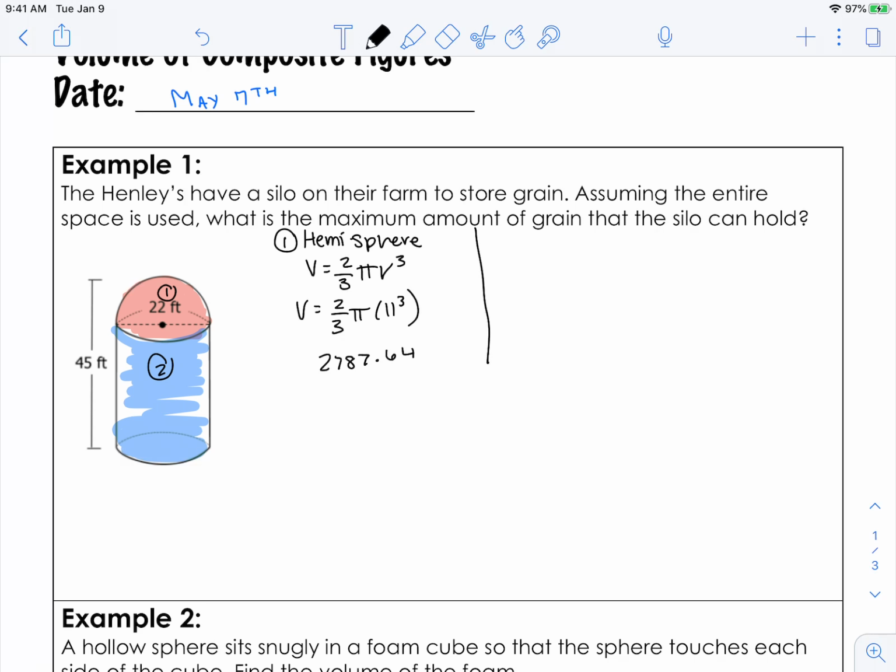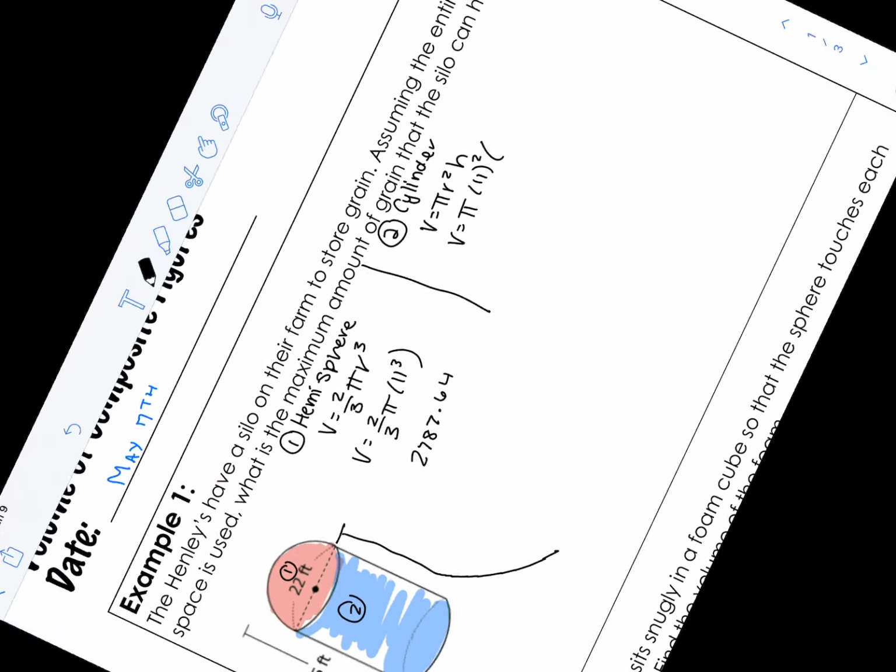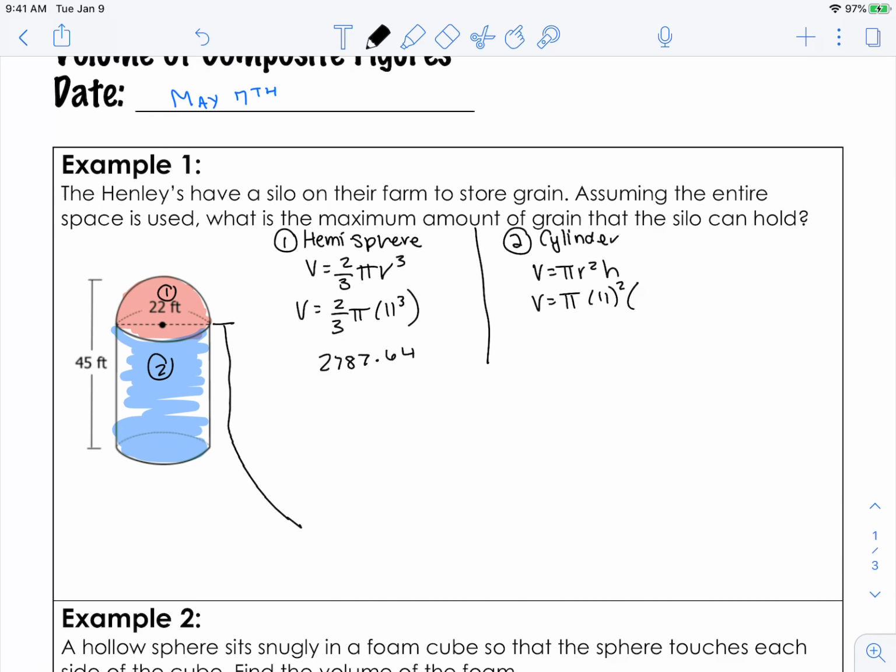Our cylinder, the volume for that is pi r squared times the height. So our radius will stay the same. Now the height, okay, I do have to subtract 11 because that 45 goes all the way to top. So I'm going to do 45 minus 11, and that gets me 34. That's the height of the cylinder, is 34. So that is what I'll be using.